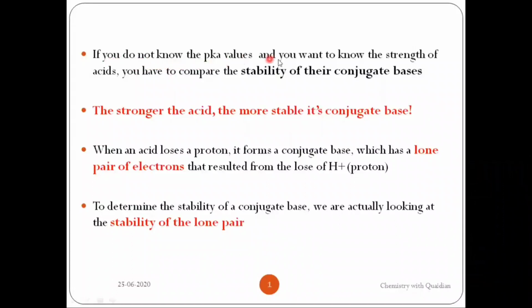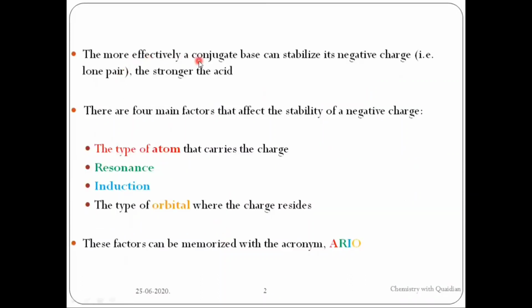If you do not know the pKa values and you want to know the strength of the acids, you have to compare the stability of their conjugate bases. You know that when an acid loses a proton, it forms a conjugate base. This conjugate base contains a lone pair of electrons that resulted from the loss of the H positive proton. The stronger the acid, the more stable its conjugate base is. To determine the stability of a conjugate base, we are actually looking at the stability of the lone pair, the negative charge. The more effectively a conjugate base can stabilize its negative charge, or you can say the lone pair, the stronger the acid is.